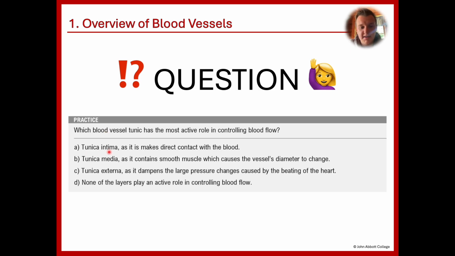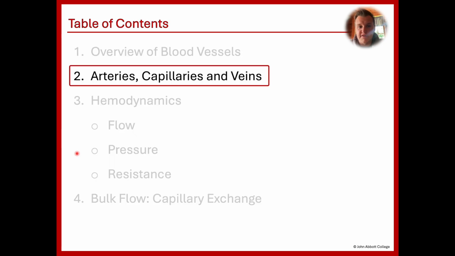unpause. The tunica intima makes direct contact with blood, but that doesn't control blood flow in any way, right? The tunica media contains smooth muscle, which causes the vessel's diameter to change. This one makes sense. This will change the blood pressure, and actually change how much blood is flowing through these vessels. So B would be my answer. Tunica externa, as it dampens the large pressure changes caused by the heartbeat? No, not really. And none, no. So I would say B is our answer here.